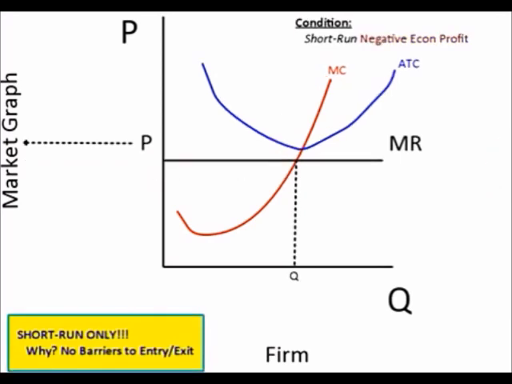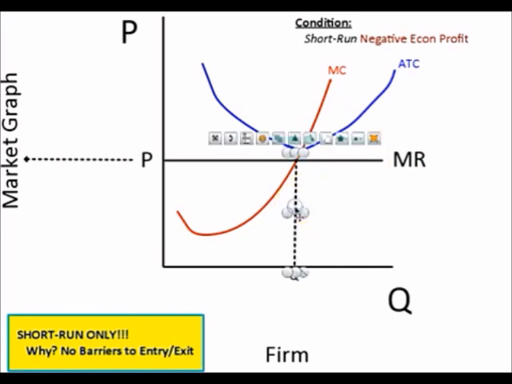Negative economic profit, again, step one, never forget, identify the profit maximizing quantity. The profit maximizing quantity in this particular case is set by MC equals MR, and you see the line here.